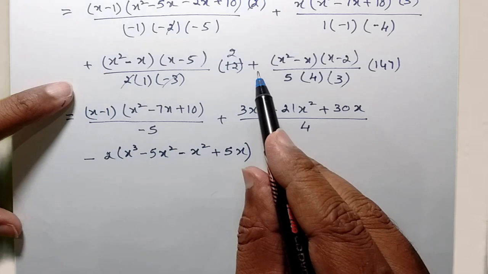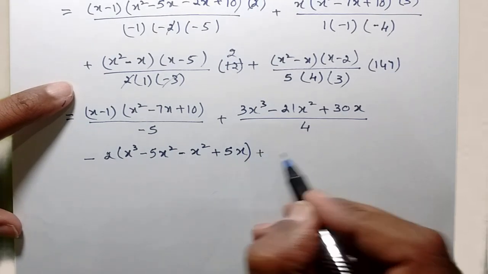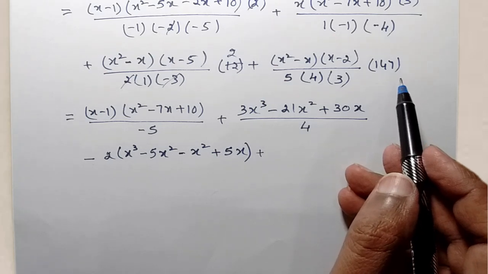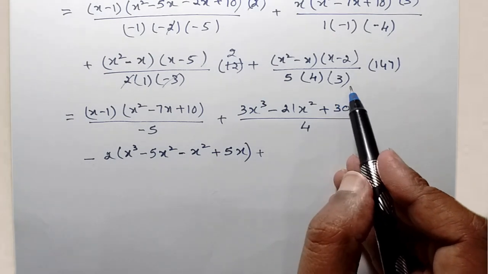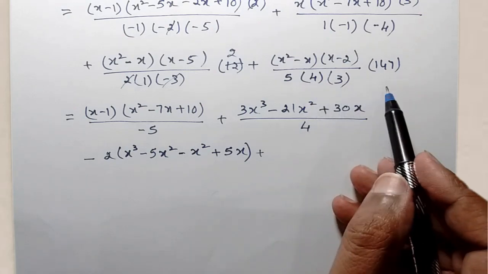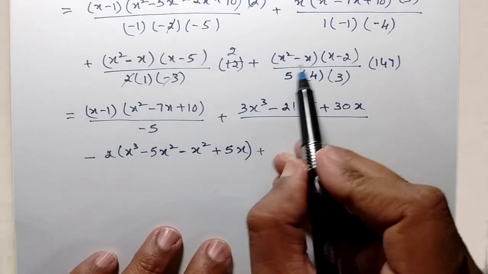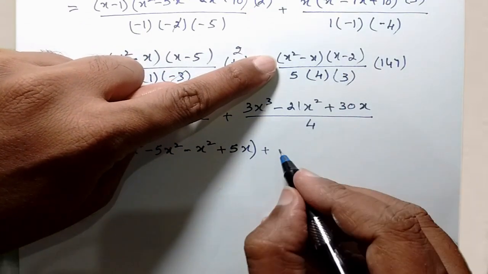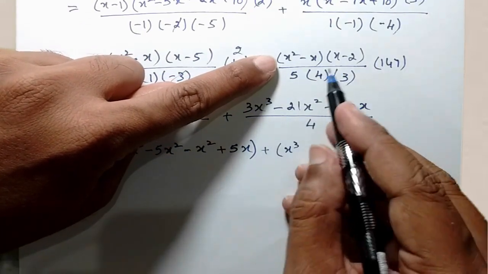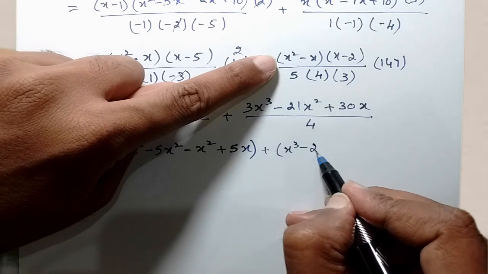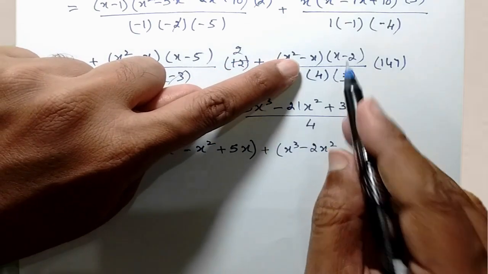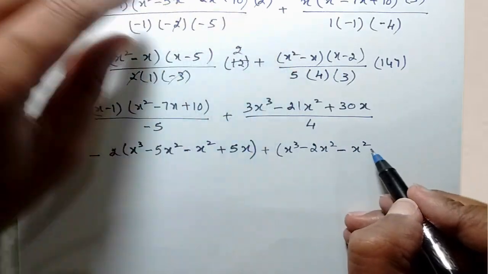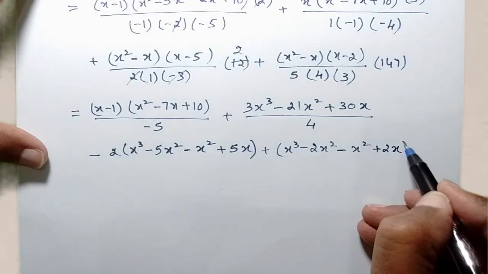Coming to this term here, plus. So can you simplify this 147 divided by this particular value? You cannot cancel. You can keep it as it is. You have to multiply this x square with x minus of 2. First multiply x square with x. You will be getting x cube. X square with minus 2, it is minus 2x square. This minus x is multiplied by x, so it is minus of x square. Minus x into minus 2 will be plus 2x.